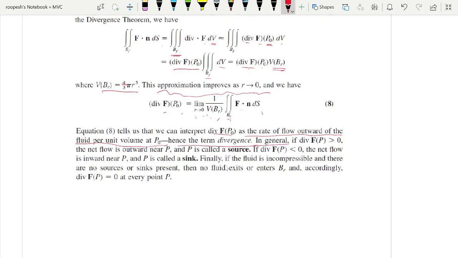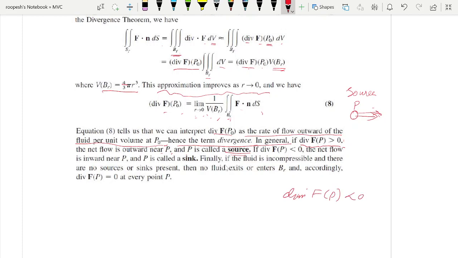That means if divergence of F at P is greater than 0, the net flow is outward near P and P is called a source. So whenever divergence at P is greater than 0, it means from P it is flowing outside, right? Now in that case we will say that this P is a source. From where is it flowing? From the source, right? So that's why we say P is a source when divergence at P is greater than 0.